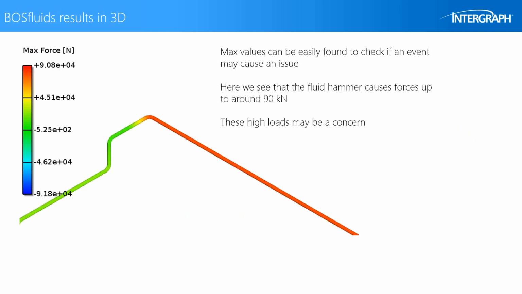And then this data can be used in Caesar 2. So it's very simple to see the maximum values to check if an event may cause an issue. So here we have a zoomed in version of the image shown before where we have the animation. This is now the static image showing the maximum force. And here we can see from the chart that the fluid hammer causes a force here up to around 90 kilonewtons. And high loads such as this may well be a concern.